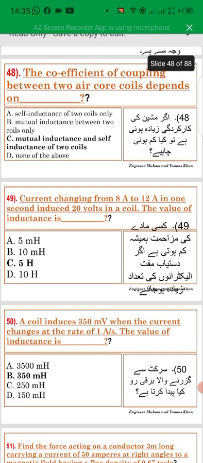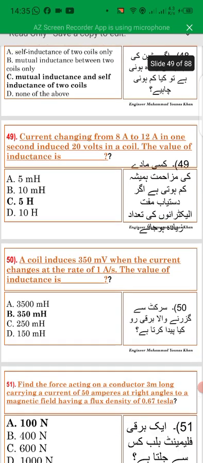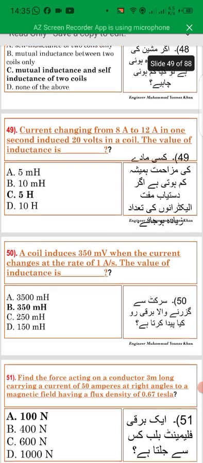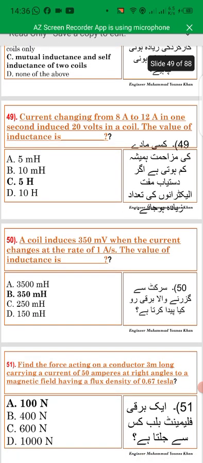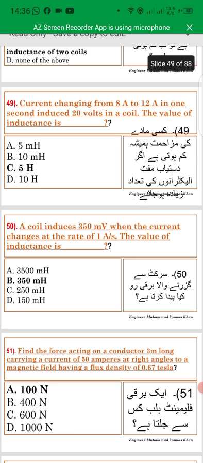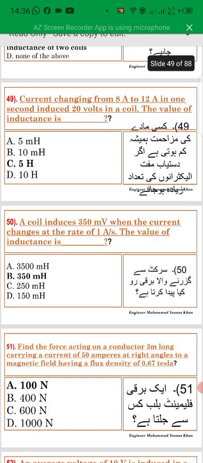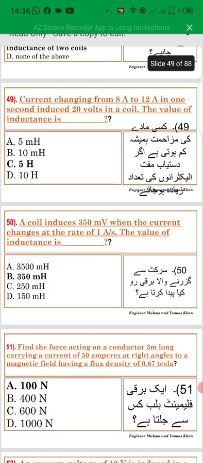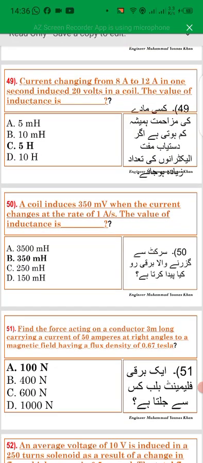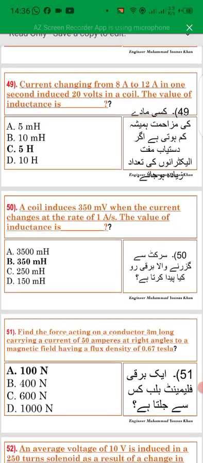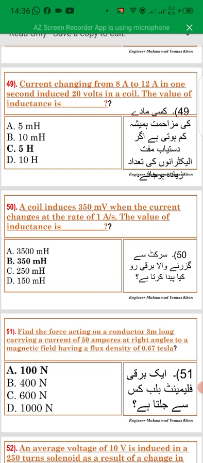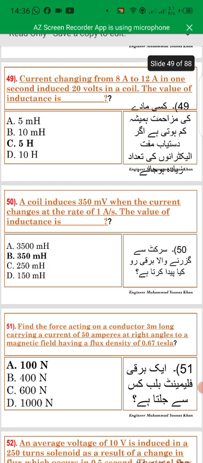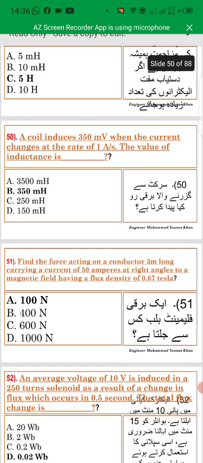Current changing from 8 ampere to 12 ampere in 1 second induces 12 volt in a coil. The value of inductance is 5 Henry. A coil induces 350 millivolt when the current changes at the rate of 1 ampere per second. The value of inductance is 350 millivolt.